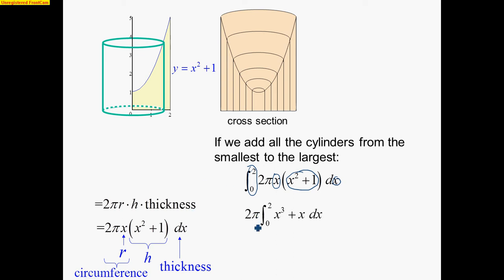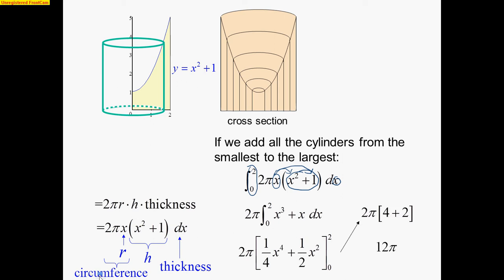Move the 2 pi out of the integral, get it out of your way, and then you have x times x squared and x times 1. Power up. Divide by the power up. Second fundamental theorem. I get 12 pi.